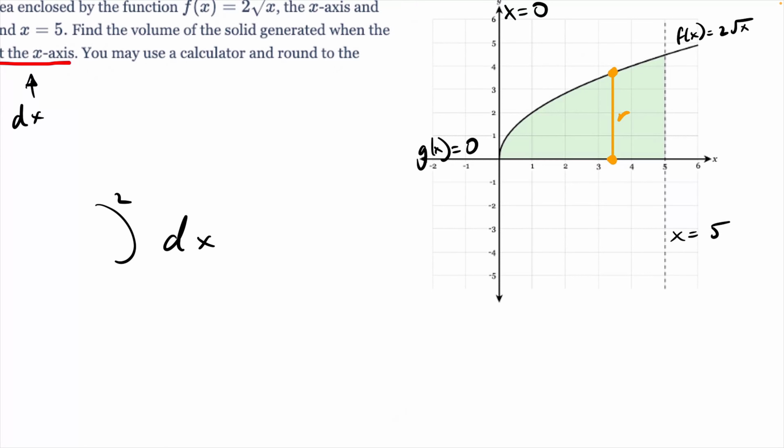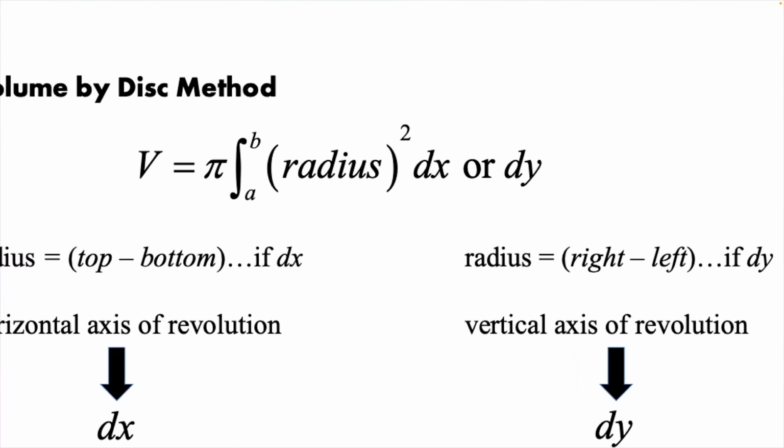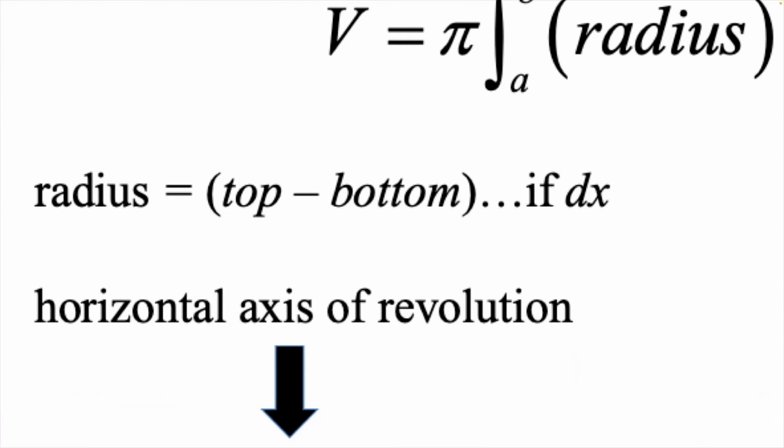I could have done that anywhere. I could have done that here. I could have done that here. It doesn't matter. I just pick a general area. The reason I do that is because that is where I'm going to do this. Since it's dx, we're going to go top function minus bottom function. That's going to be the radius.